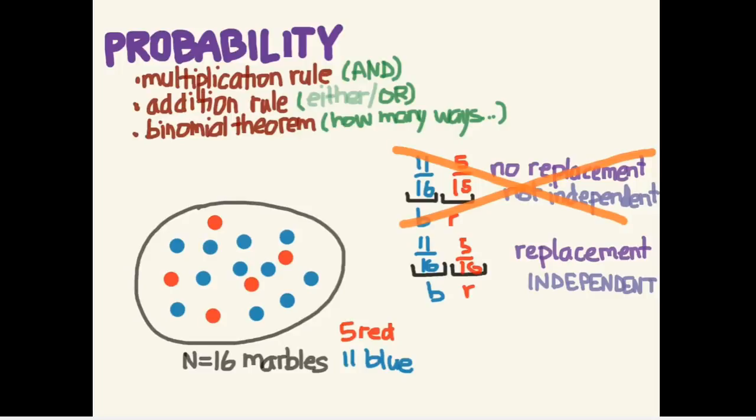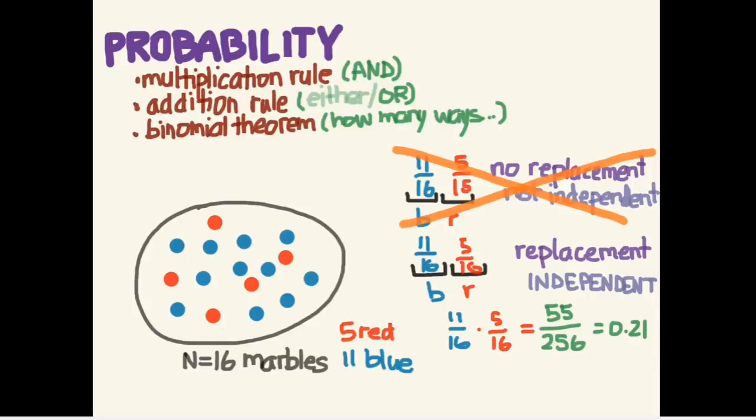So now let's talk about the multiplication rule. What that means is that if you want to ask what is the probability of something happening and something else happening, you just take the probabilities of each one of those things and you multiply them. That's why we say "and", and that's why it's called the multiplication rule. So the probability of picking a blue one and then picking a red one is going to be the probability of picking a blue one multiplied by the probability of picking a red one. So that's 11/16 times 5/16, and that comes out to 55 over 256, or 0.21, or 21%.